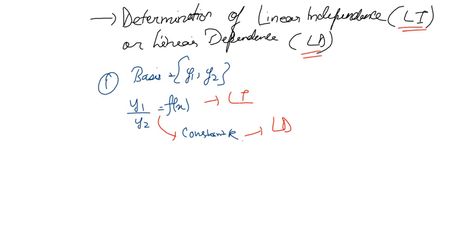The second method, however, is much more effective, but at the same time quite time consuming if you are slow, which is the Wronskian method. So we'll learn about what the Wronskian method is, and we'll find out the linear independence or dependence using the Wronskian method.